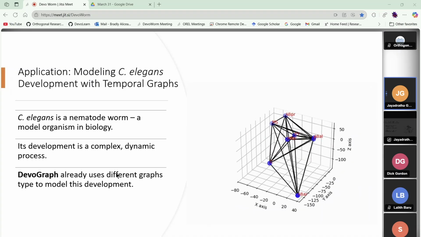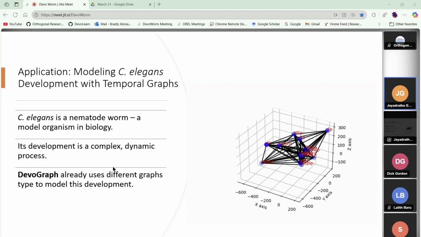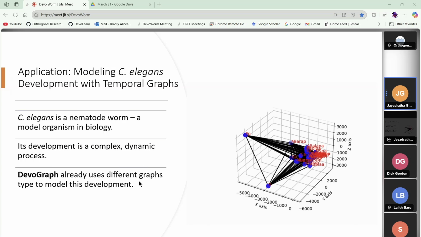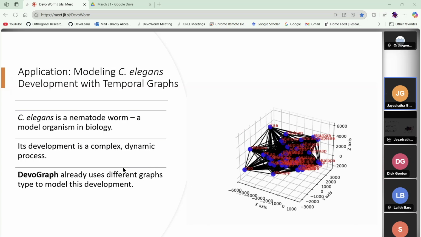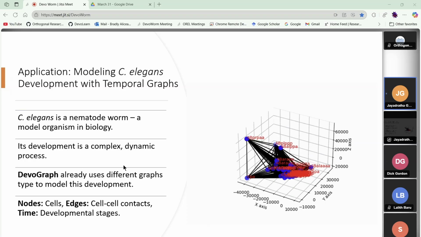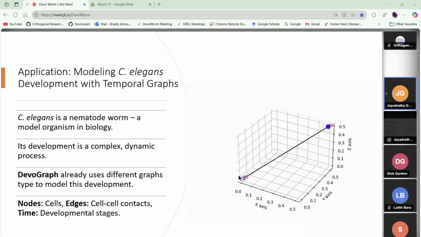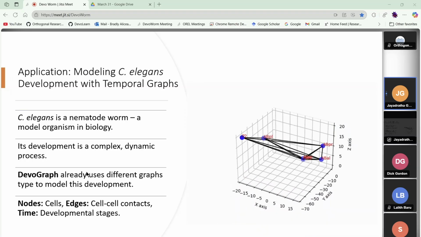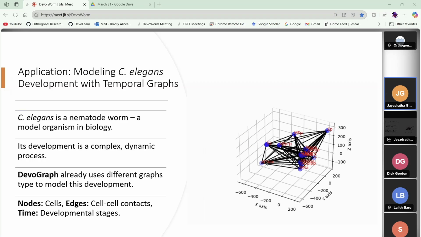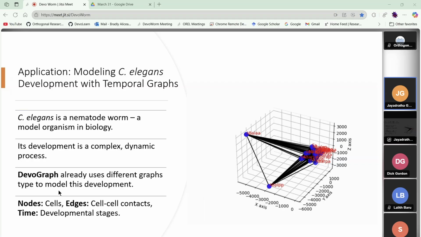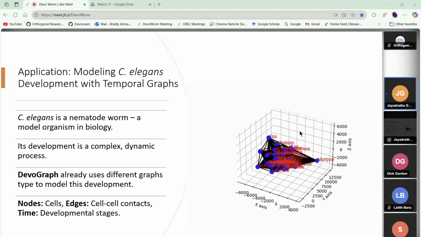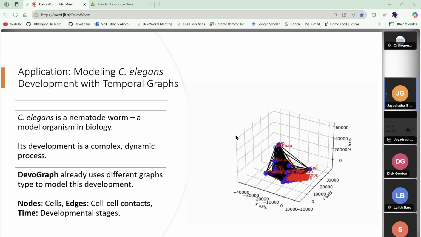So C. elegans, as we know, is a nematode worm, a model organism in biology. Its development is a complex and dynamic process. Based on previous work, DevoGraph, last time one person already worked on this and used different graph types to model its development. This is the visualization of it. Here nodes can be cells, edges can be cell-to-cell contacts, and time is the development stage. This is a visualization of how it is changing.